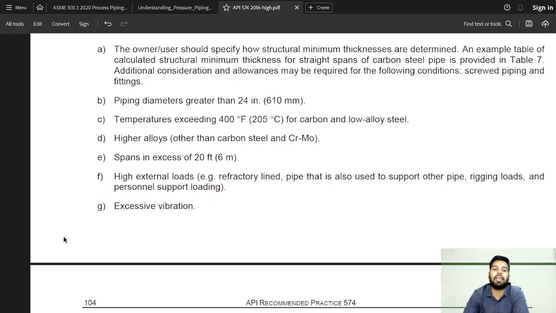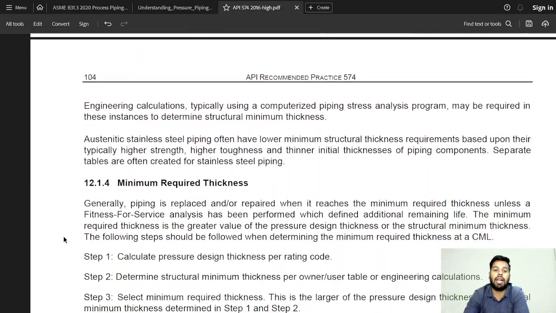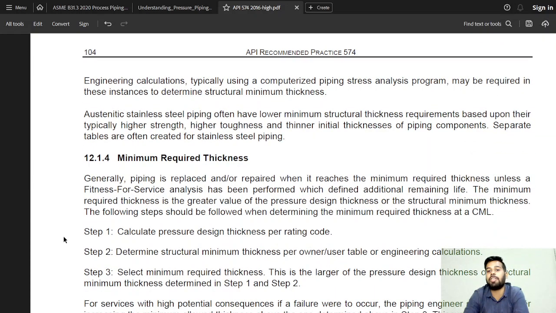Piping diameter greater than 24 inches, temperature exceeding 205 degrees Celsius for carbon and low alloy steel, higher alloys, that is carbon steel and chrome moly, spans in excess of 20 feet, high external loads, excessive vibration: engineering calculation, typically using a computerized piping stress analysis program. Basically, piping stress analysis may be required in this instance to determine the structural minimum thickness.